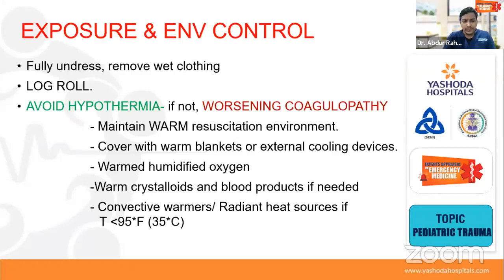And coming to exposure and environmental control, we have to fully undress and remove any wet clothing. And log roll is mandatory for checking spine injuries and any other injuries like penetrating injuries. And very importantly, we should avoid hypothermia in the pediatric group, because you know that there is increased metabolic rate and thin skin, and the lack of substantial subcutaneous tissue leads to increased heat loss in the pediatric age group. So children are much more susceptible to hypothermia. So we have to make sure that we avoid hypothermia. Otherwise, they will land up in worsening coagulopathy.